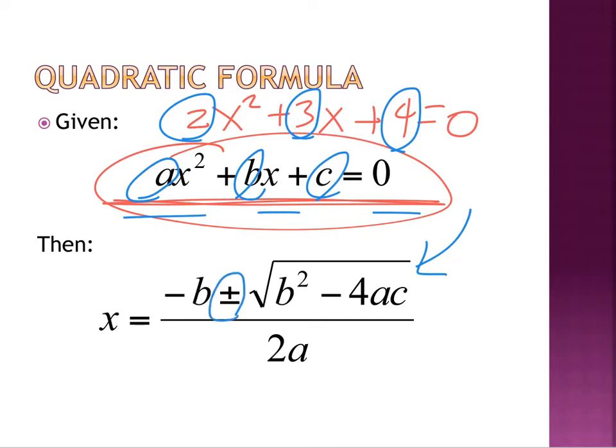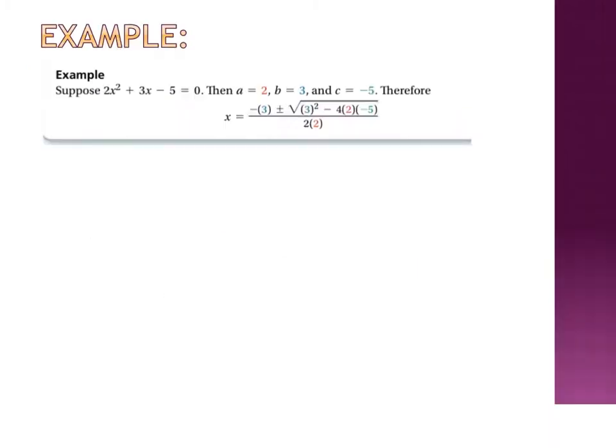Notice there's a plus minus here. That means you're going to do one version with a plus sign, one version with a minus sign, and get two answers, potentially. We'll discuss that later. So for now, I copied down the formula. I'm going to do an example in the next slide for you.